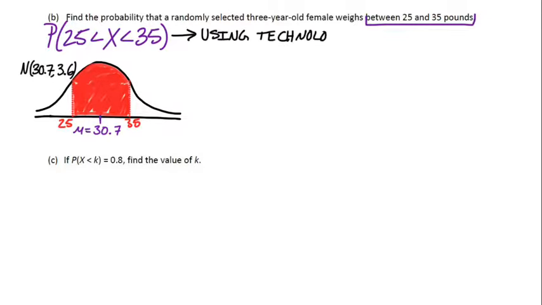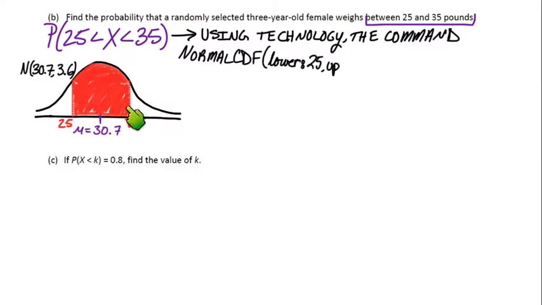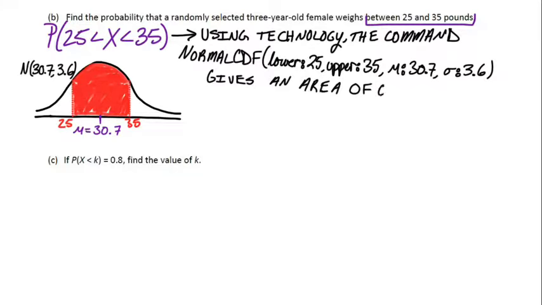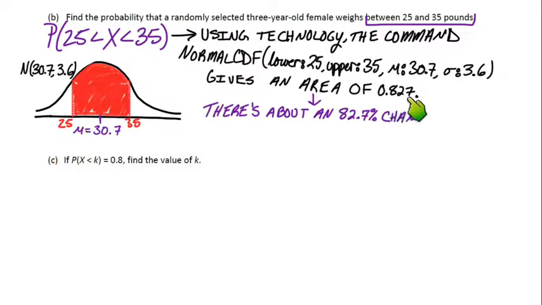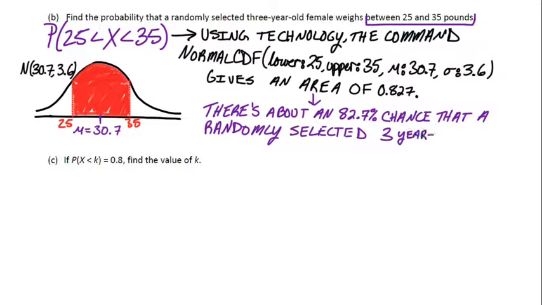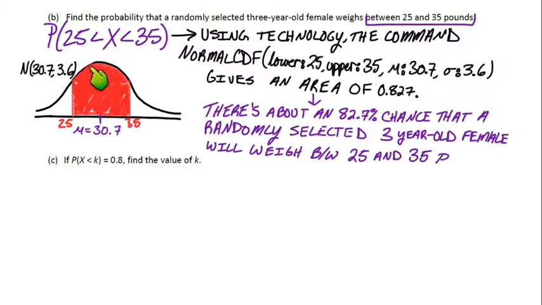So we've got the curve illustrated. That's part of our evidence when someone's grading our work. And then to find that probability, again, you can use the normal chart if you want to use z-scores, or just use the normal CDF command. The lower bound we marked off was 25. The upper bound was 35. Mean, standard deviation. And that gives us our area of 0.827, which in context means there's about an 82.7% chance that a randomly selected 3-year-old female will weigh between 25 and 35 pounds.